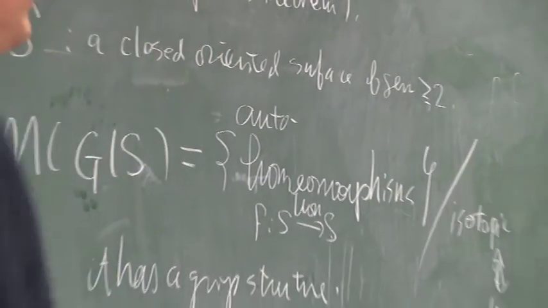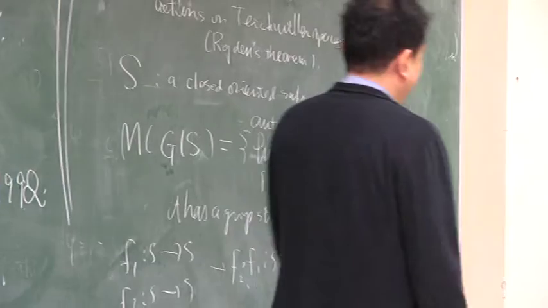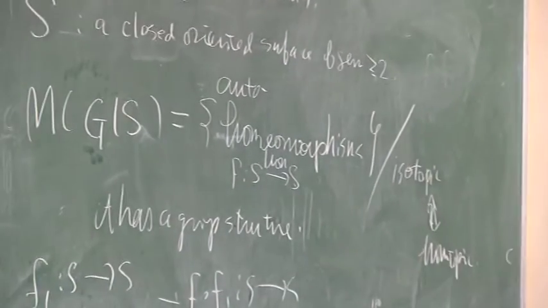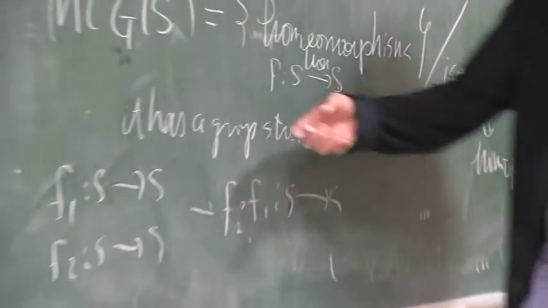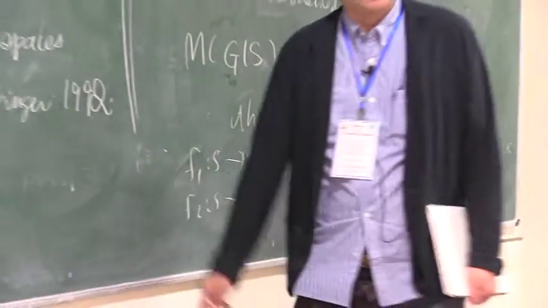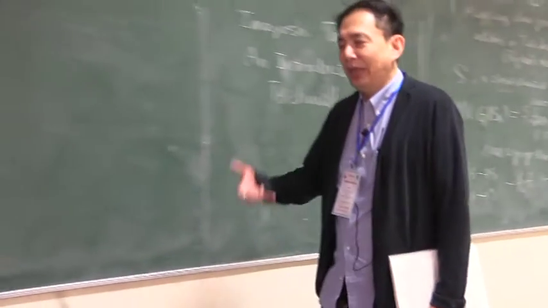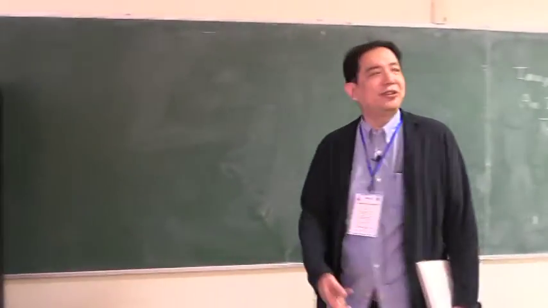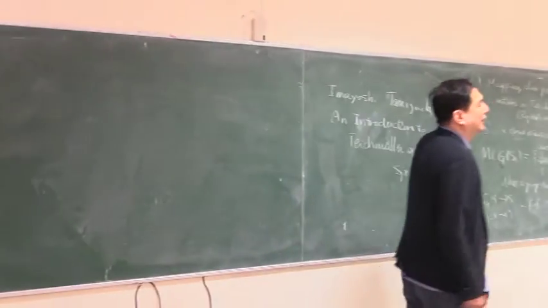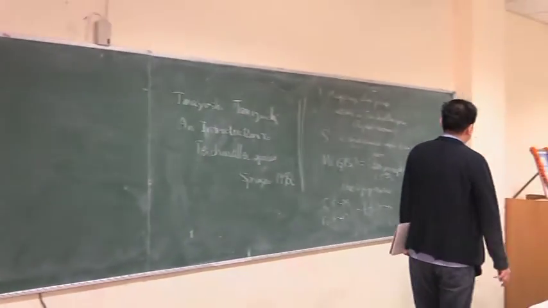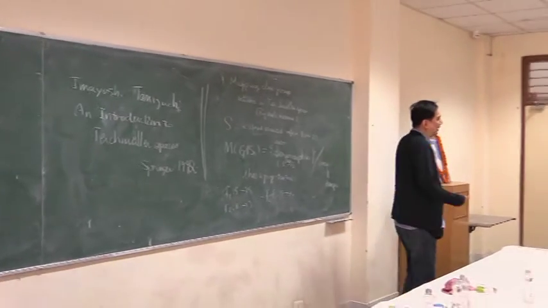One of the good things about studying Teichmüller space is that you can consider the action of the mapping class group on the Teichmüller space, and if we understand the action very well, then you can understand the mapping class group. So that's one of the tools to understand the mapping class group, the Teichmüller space.